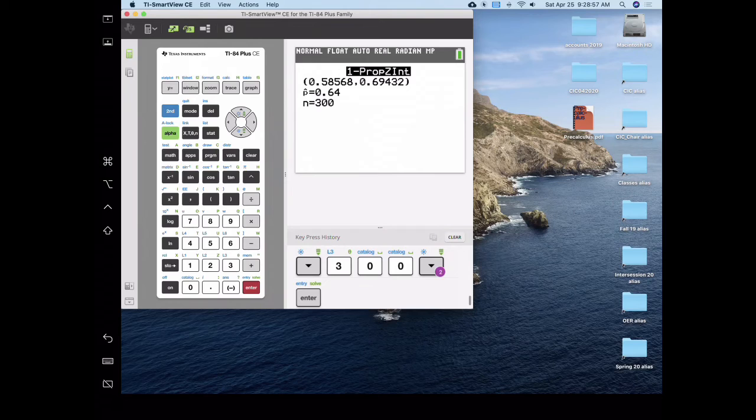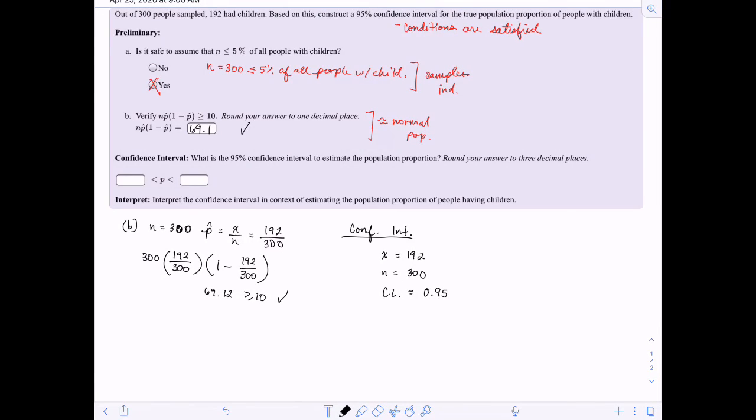And so we can see that our confidence interval here is 0.58568 and then 0.69432. Here they want us to round the answer to 3 decimal places and enter it, lower bound on the left and upper bound on the right. So let's go ahead and put those in and round to 3 decimal places: 0.586, 0.694.